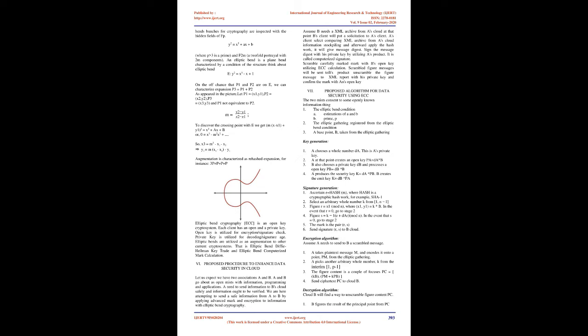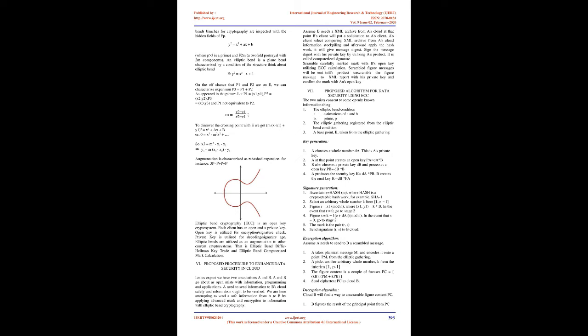Elliptic curve cryptography, ECC, is a public key cryptosystem. Each user has a public and a private key. The public key is used for encryption and signature verification. The private key is used for decryption and signature generation. Elliptic curves are used as an extension to other current cryptosystems, that is, elliptic curve Diffie-Hellman key exchange and the elliptic curve digital signature algorithm.